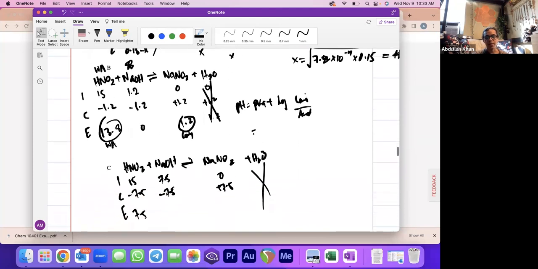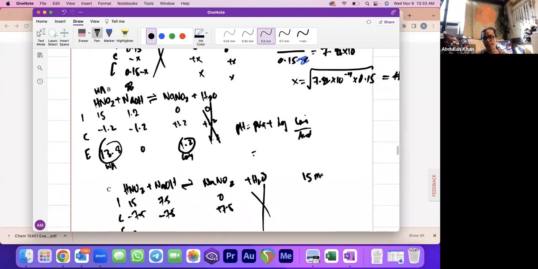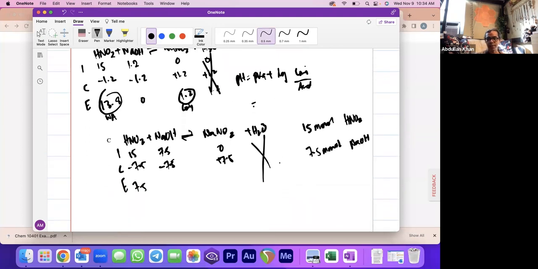You have 15 millimoles of HNO2. You want to get half of those millimoles as NaOH. So you want 7.5. Your molarity is 1.2 molar. And so the question is, what is the volume? We'll solve for volume: 7.5 divided by 1.2 gives you the volume, 6.25 milliliters.